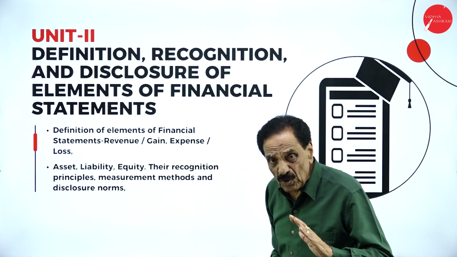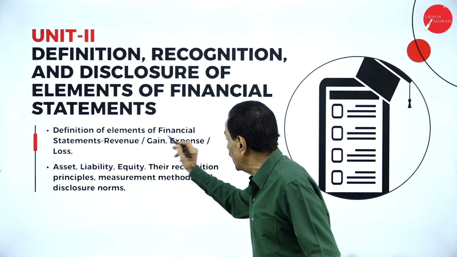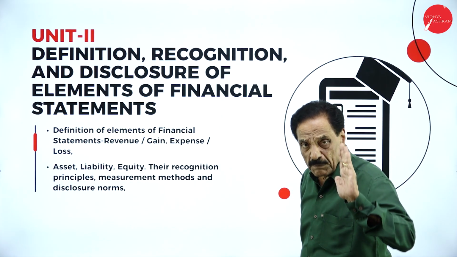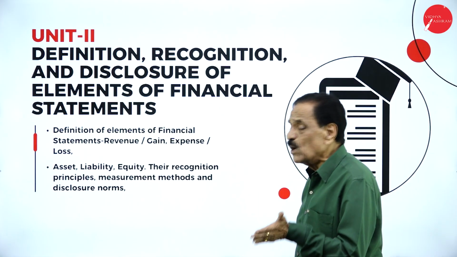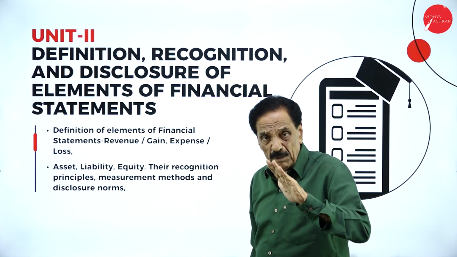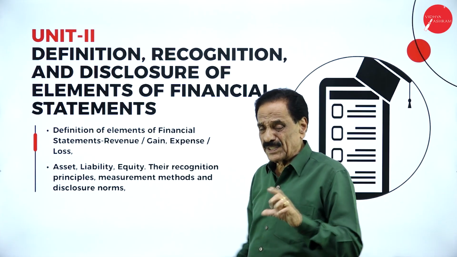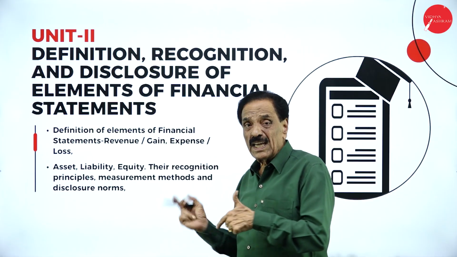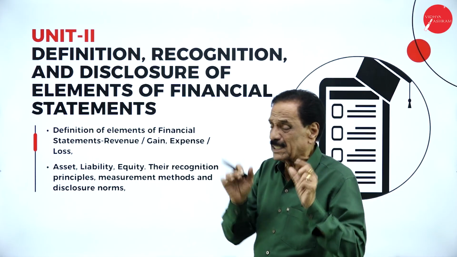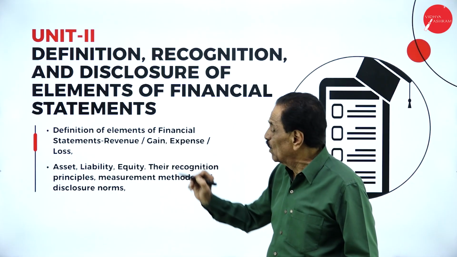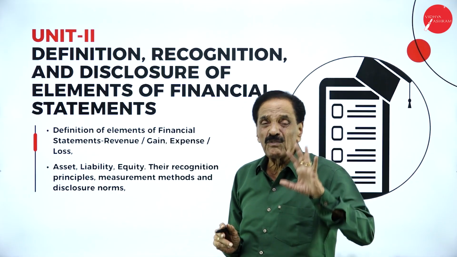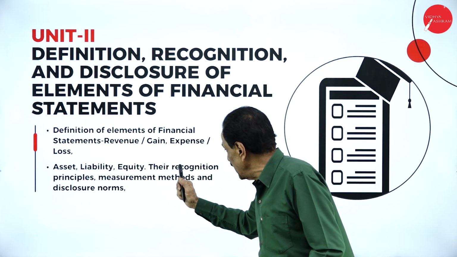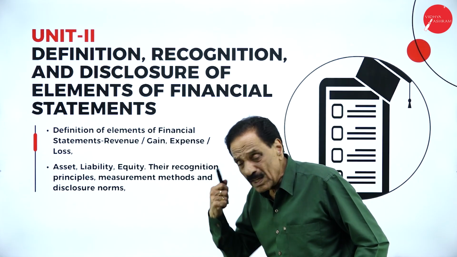Then unit 2, definition, recognition and disclosure of elements of financial statement. Here we are going to give the definition of elements of financial statement, revenue and gain. What do you mean by revenue? What do you mean by gain? What do you mean by expenses? What do you mean by loss? So the student can understand what the figures actually are, how the gain will be applied in a small business concern, what the expenses are, and what the losses to be incurred are. So we are going to take all these points: one is the revenue, one is the gain, one is the expenses, one is the loss.